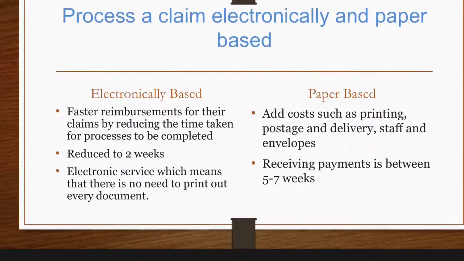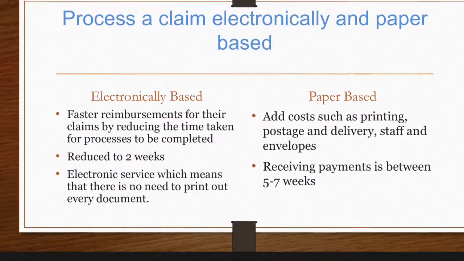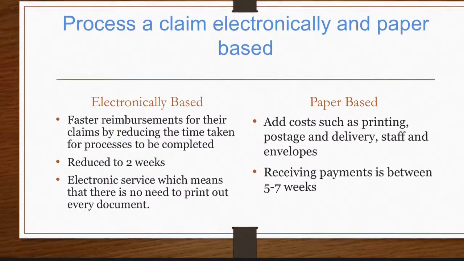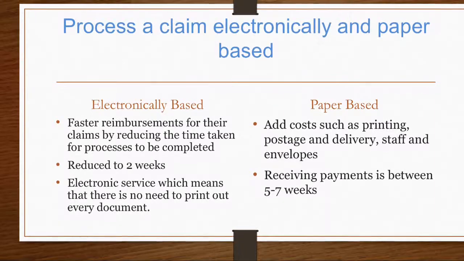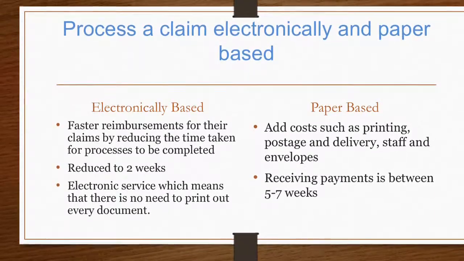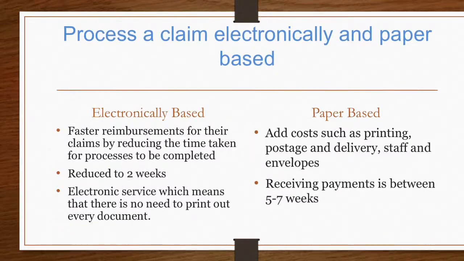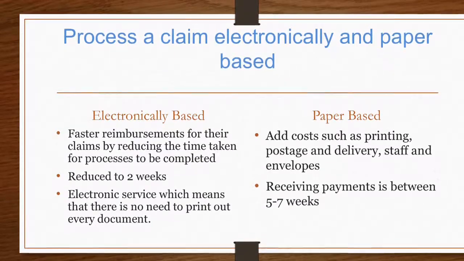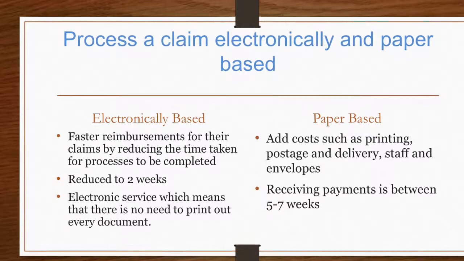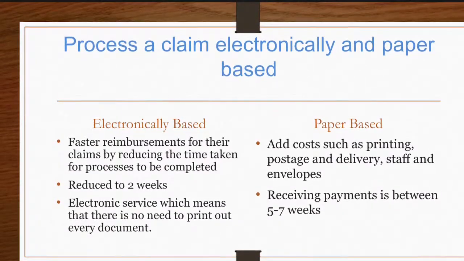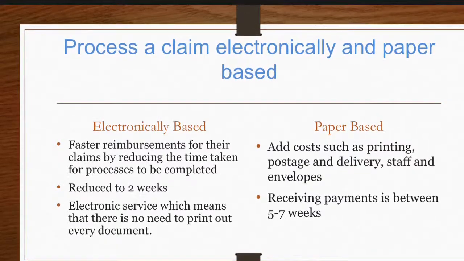What is the difference between electronic and paper-based? Well, electronic is faster to reimburse claims by reducing the time for the process to be completed. Also, it takes 2 weeks, rather than paper-based, which takes up to 5 to 7 weeks to receive. Finally, there is no need to print. Every document is electronic, rather than paper-based, where you need to print and deliver.